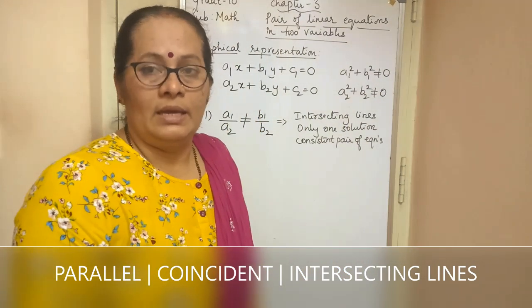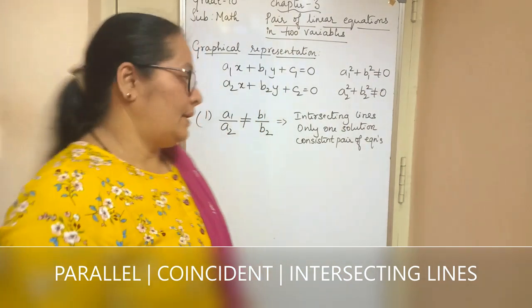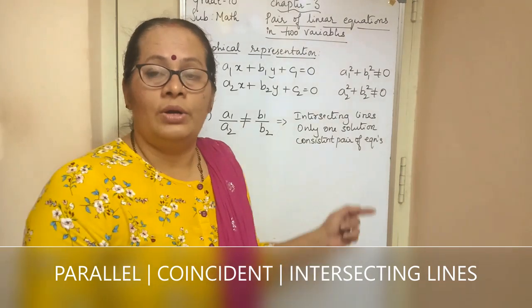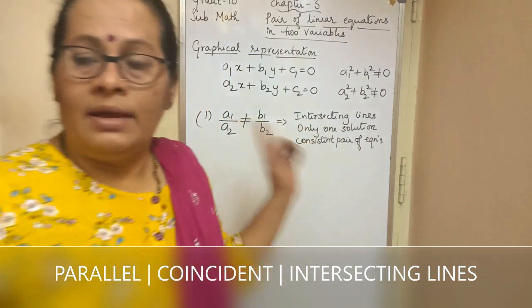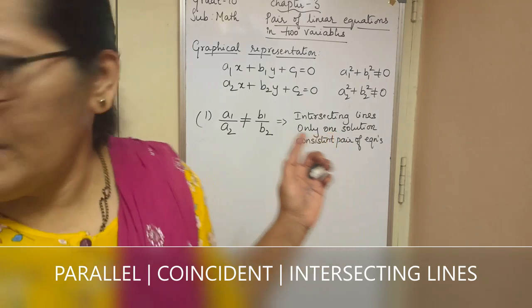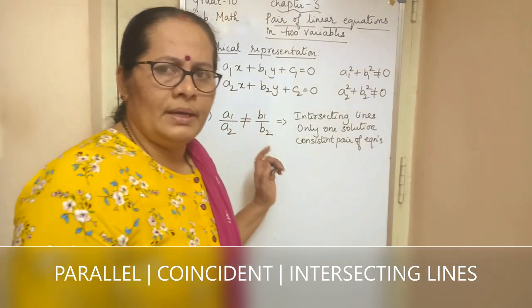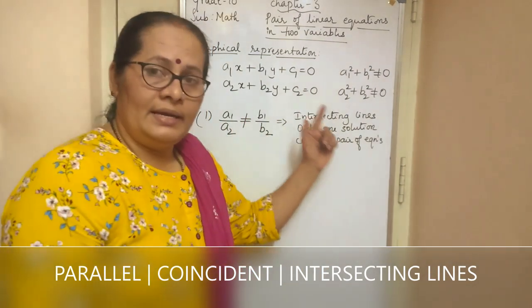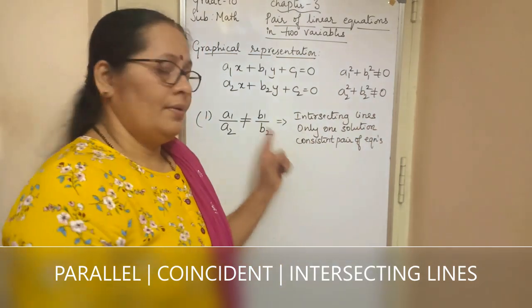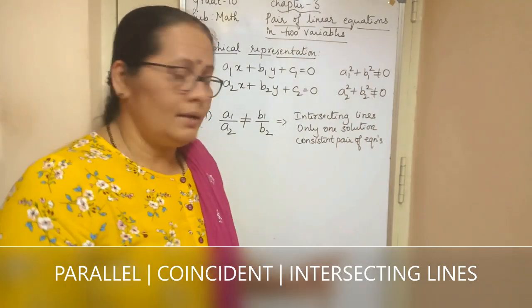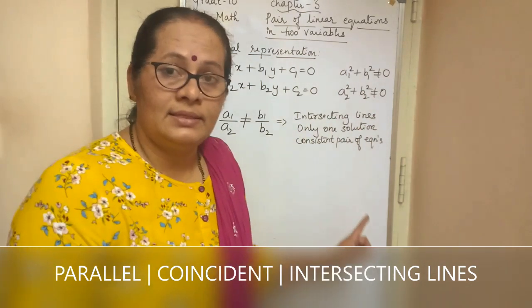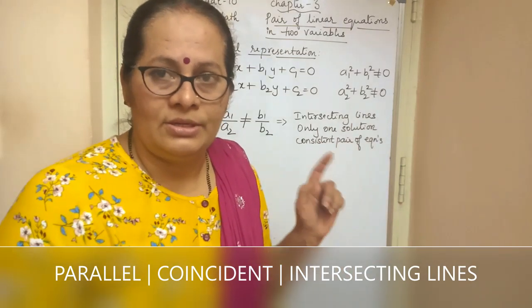When the two ratios are not equal, that is a1 by a2 not equal to b1 by b2, which gives intersecting lines, only one solution will be obtained. We call it a consistent pair of equations.